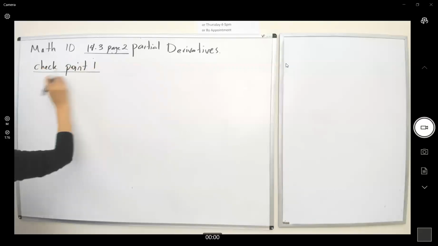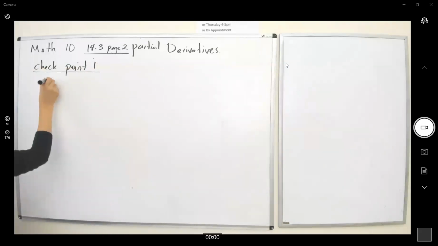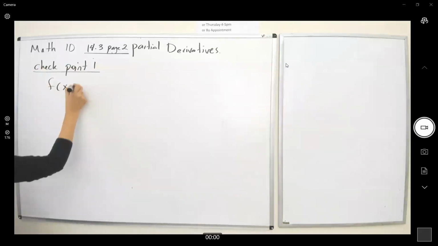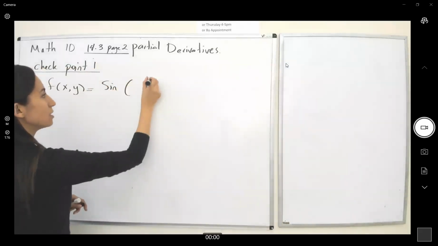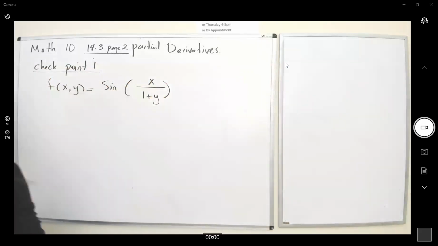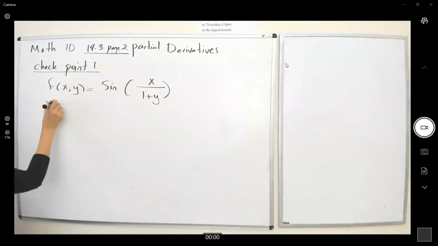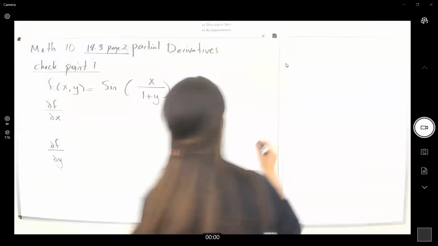Checkpoint 1, you have this function. You have a trig function. f of x and y is given as sine of x divided by 1 plus y. And the question says find the partial derivative of f with respect to x and find the partial derivative of f with respect to y.